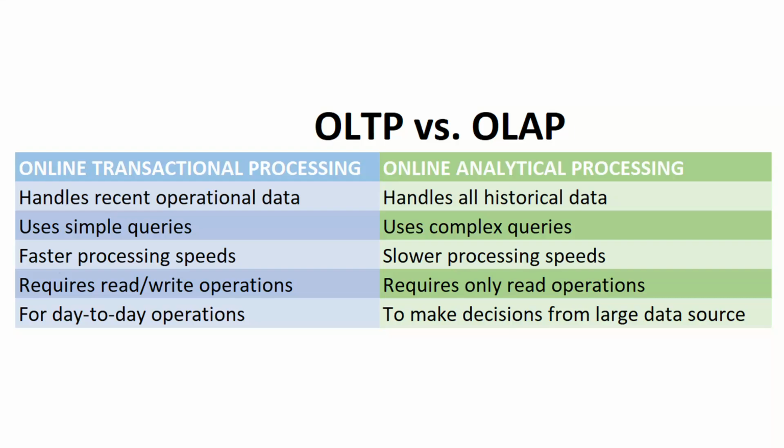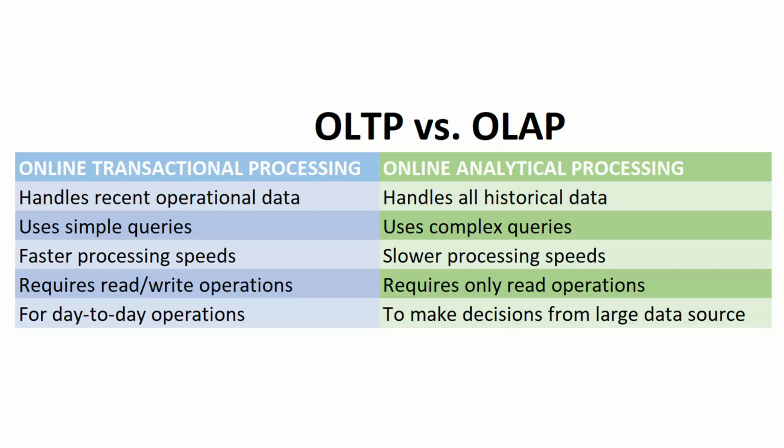Another difference is OLTP uses simple queries like update, insert, and delete, whereas OLAP uses complex queries. So what do we mean by complex queries? Things like joins, subqueries, CTEs, and so on. We could use that to produce a data set for reporting in an OLAP system.